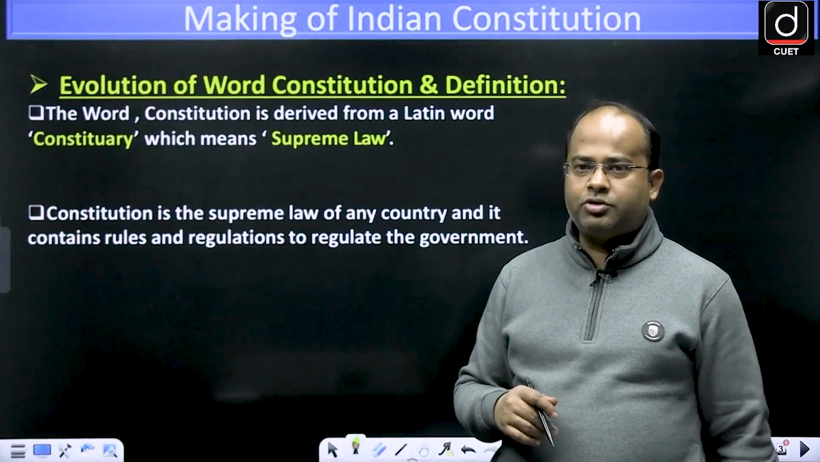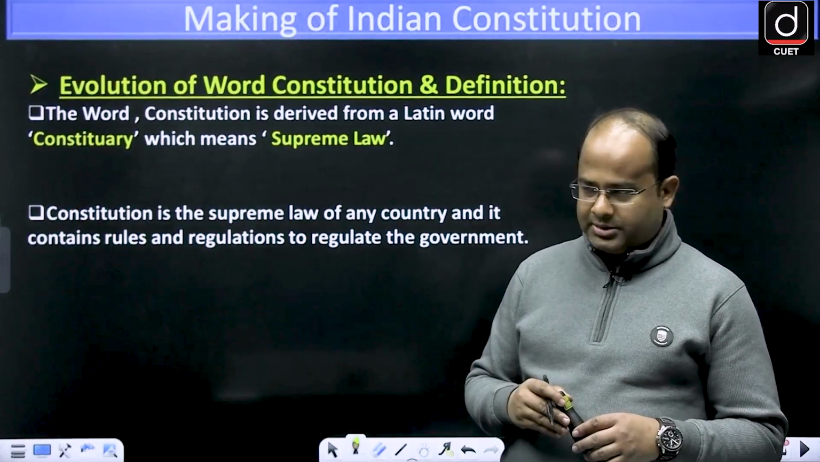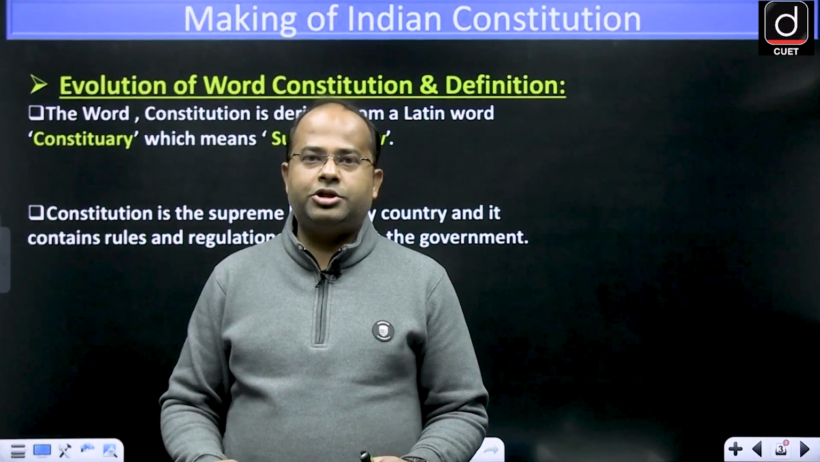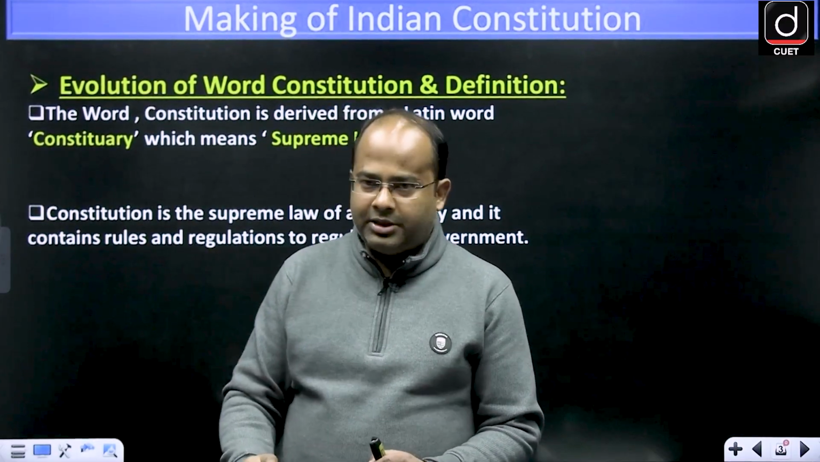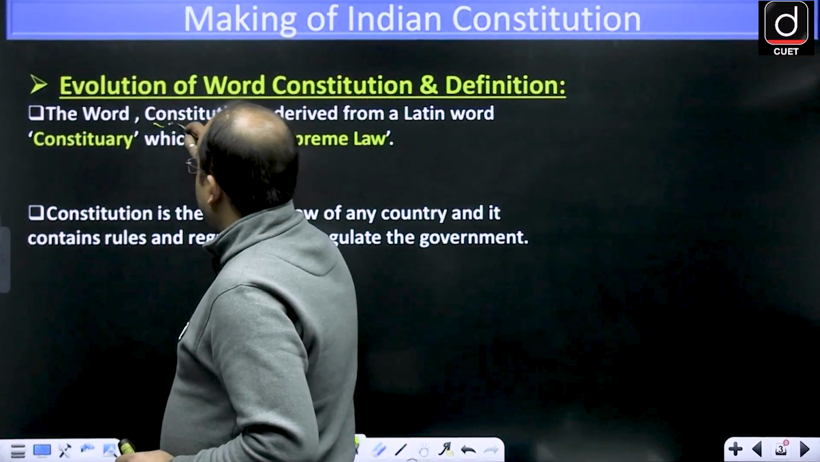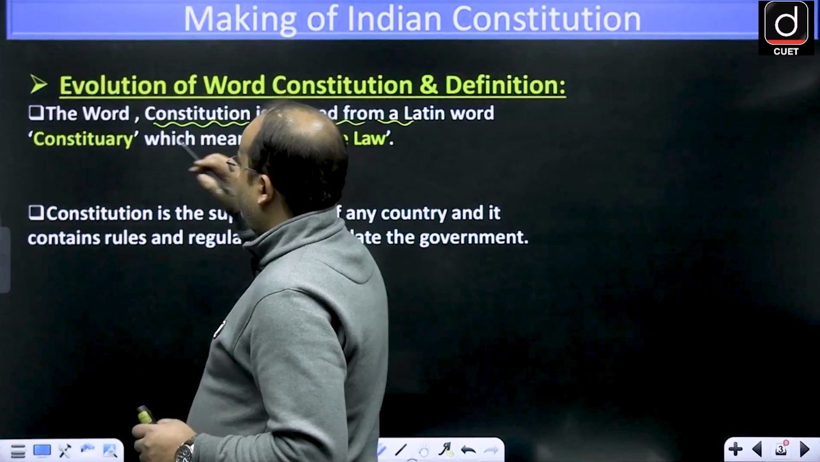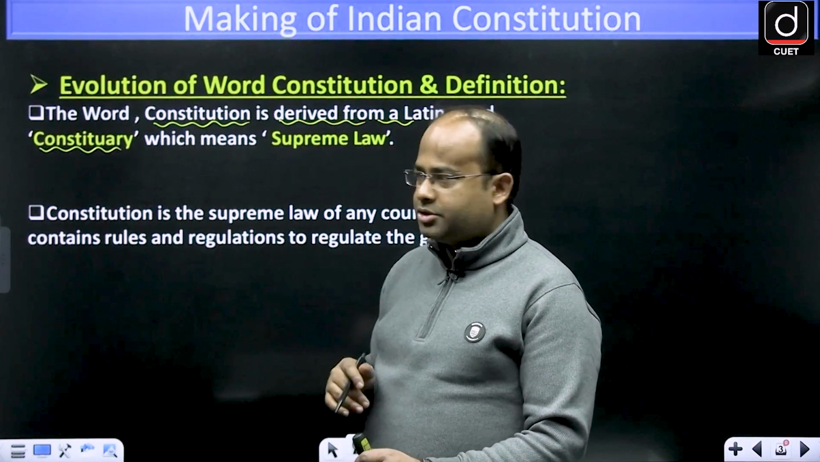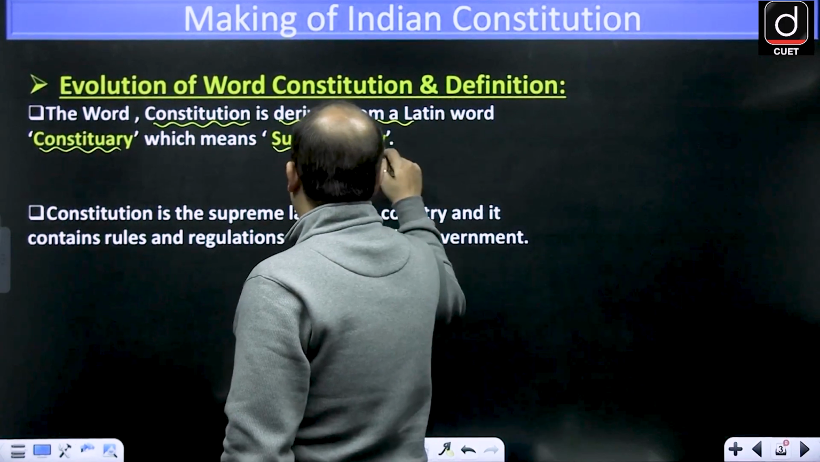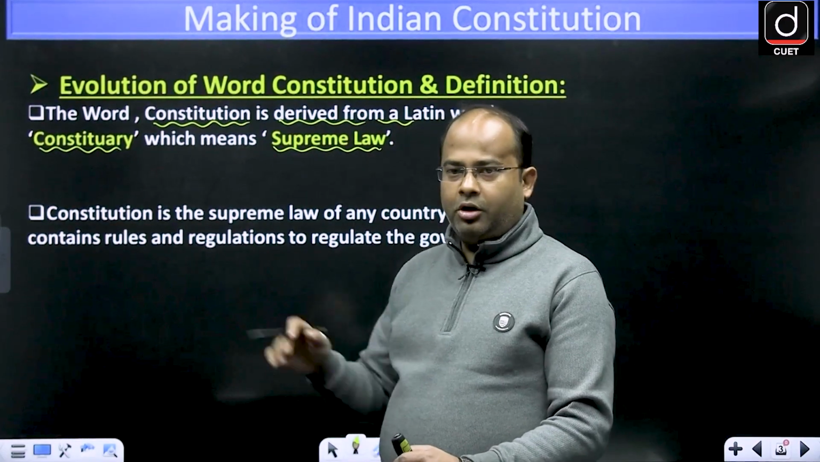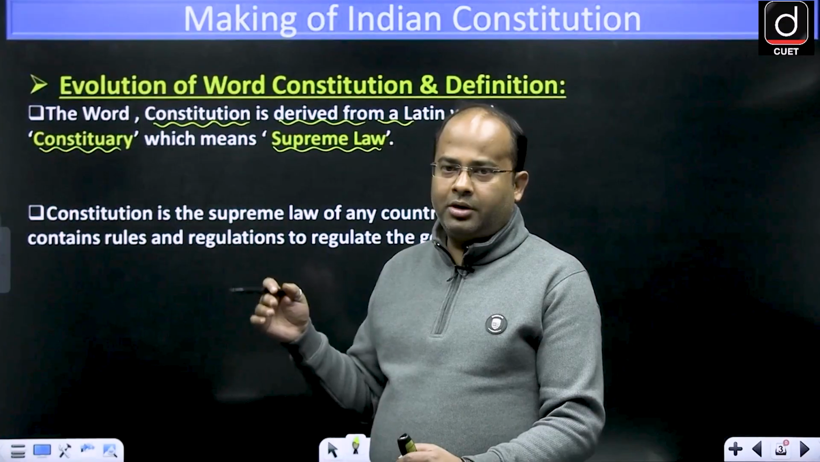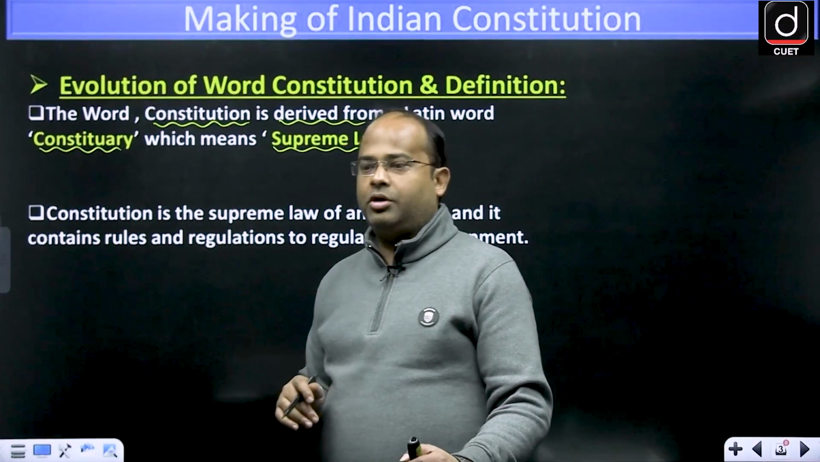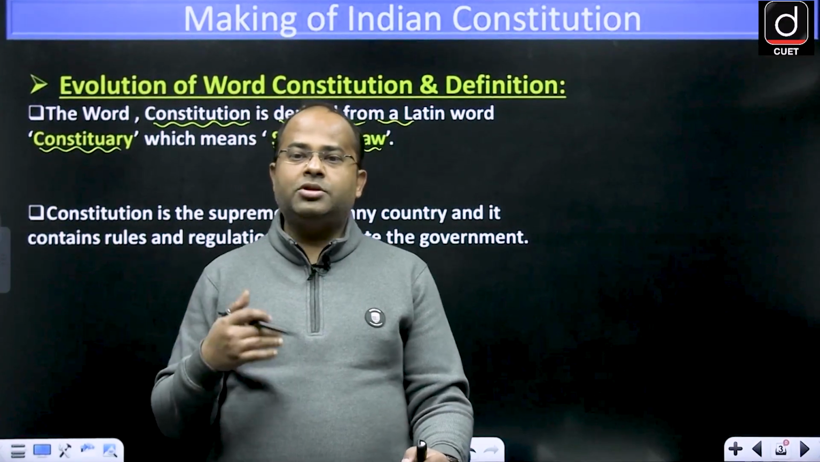So the definition of the Constitution, what exactly is the Constitution? First of all, guys, let's discuss the evolution of the word constitution, how this word was derived. Guys, the word constitution of English is derived from a Latin word constituere, and that means supreme law. So supreme law means the law which is followed by all the laws prevailing in the country. So the word constitution is derived from the Latin word constituere, which means supreme law.